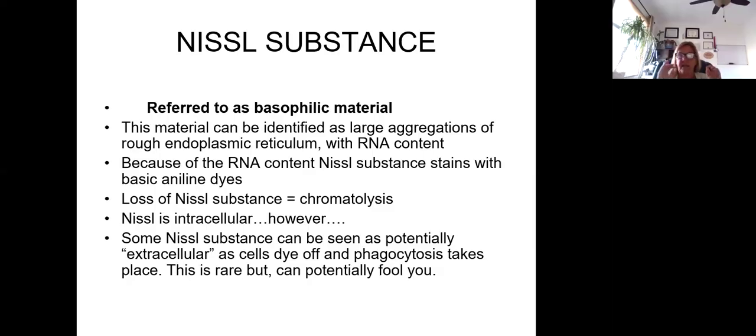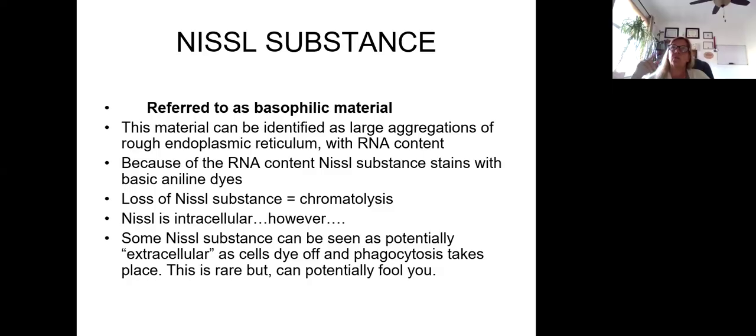Now, if you have a loss of Nissl substance, we are talking about a disease that's called, I always mispronounce this one, chromatolysis. That's a degradation of your endoplasmic reticulum and RNA content within your brain.